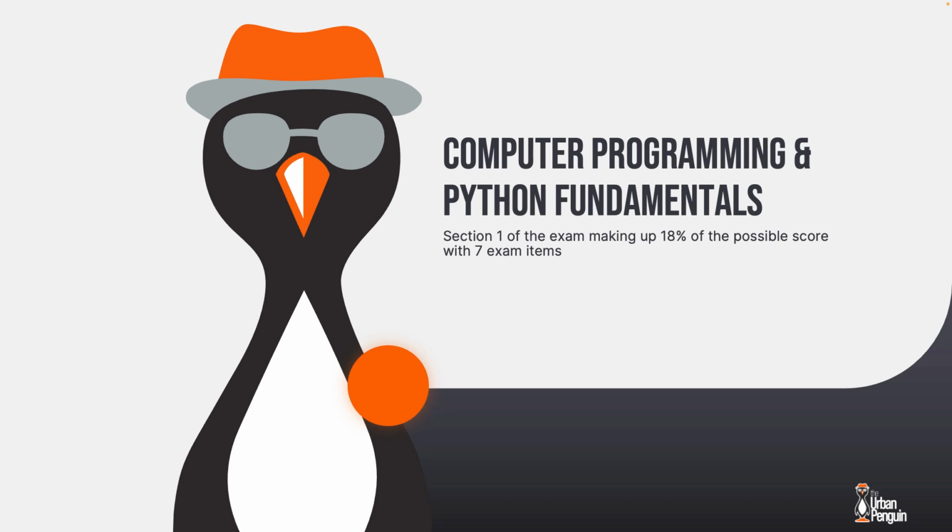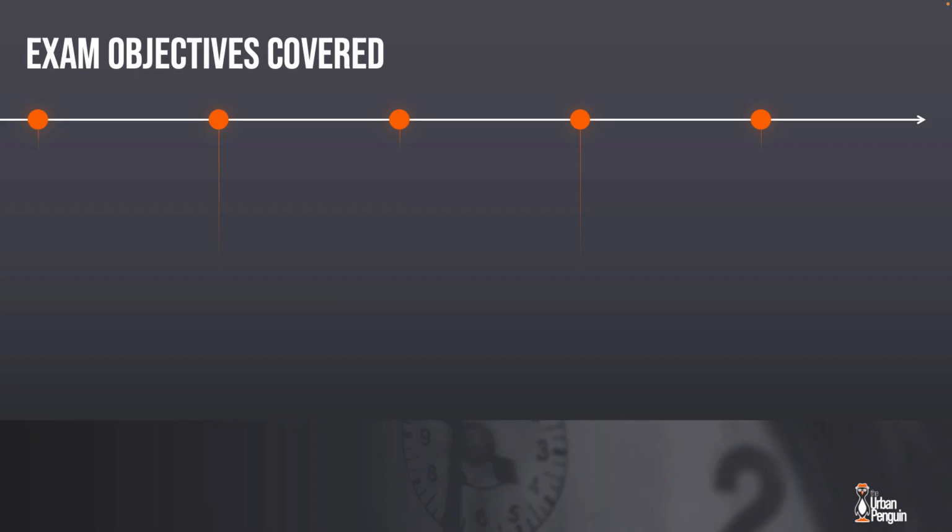Hello, and a really big warm welcome to this section where we're going to be taking a look at computer programming and Python fundamentals. This is section 1 of the exam, and it makes up 18% of your possible maximum score, with 7 items of the exam coming from this section. So we better make sure that we are good and skilled on this area.